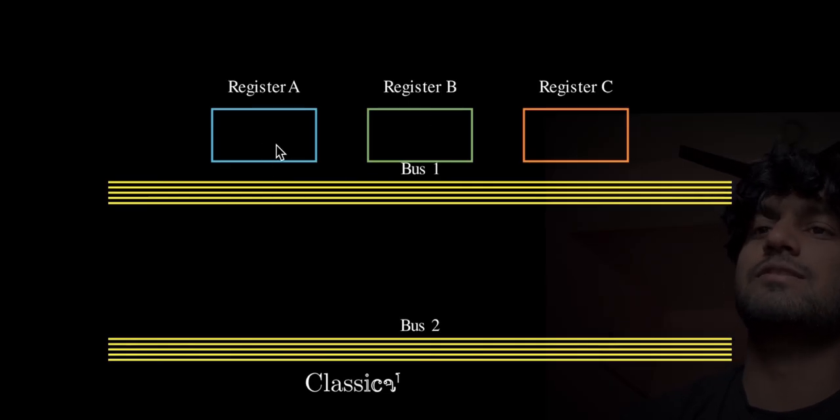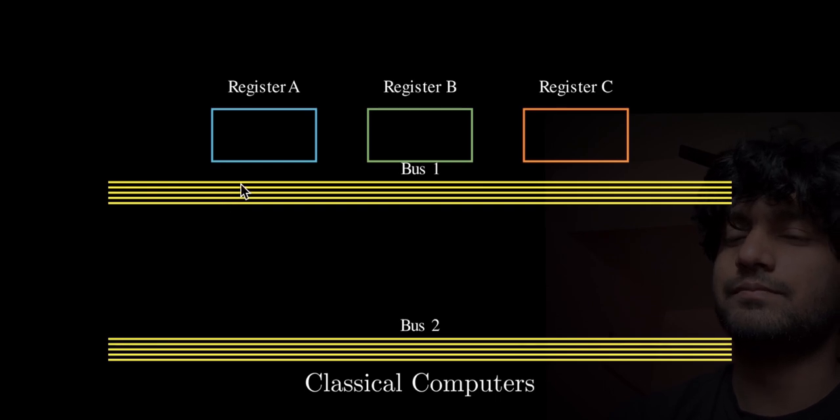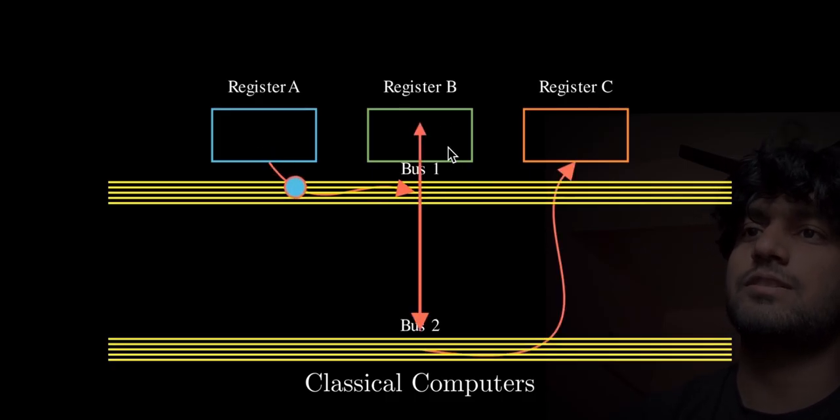Instead we will use a bus. Whatever information I have, I'll pass on to this bus, and that bus will take the information over here. So I'll pass this information over here, and then it will go to register B from here. This information will go here.